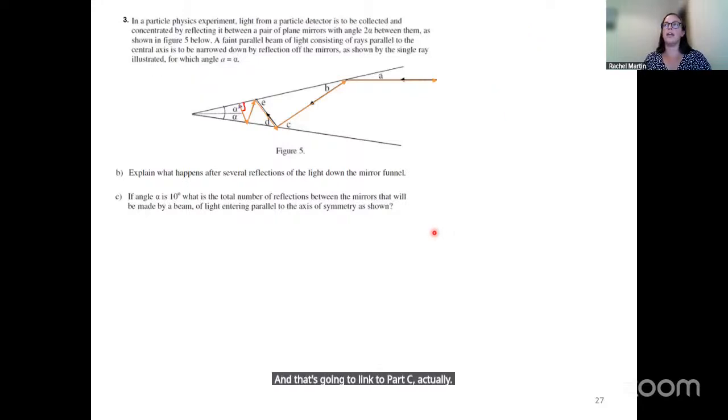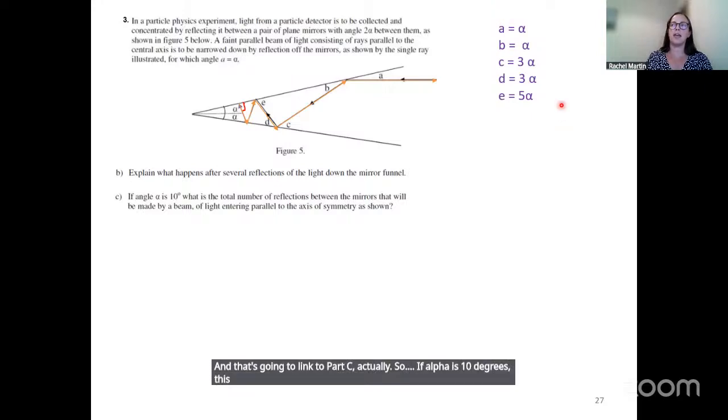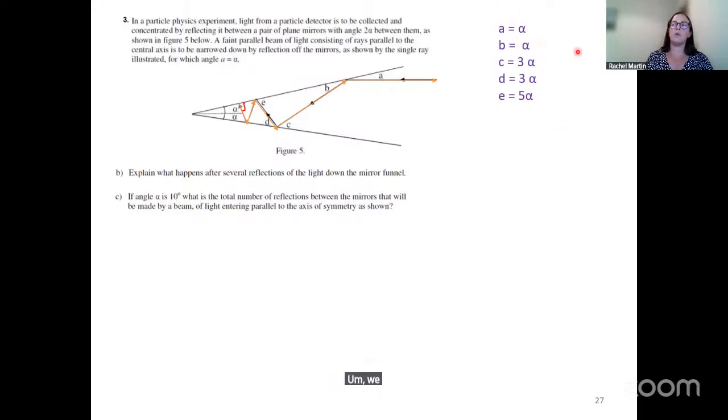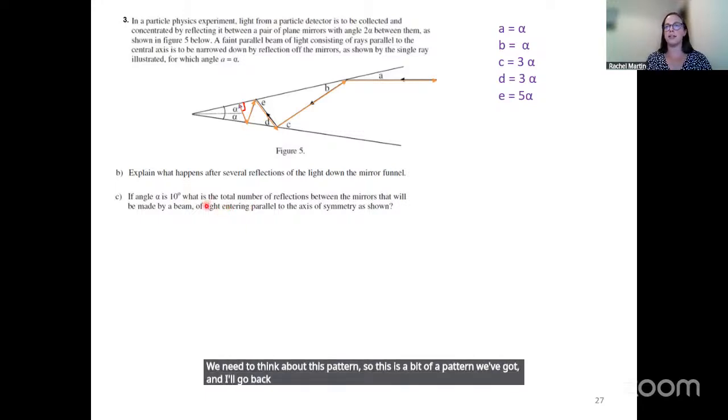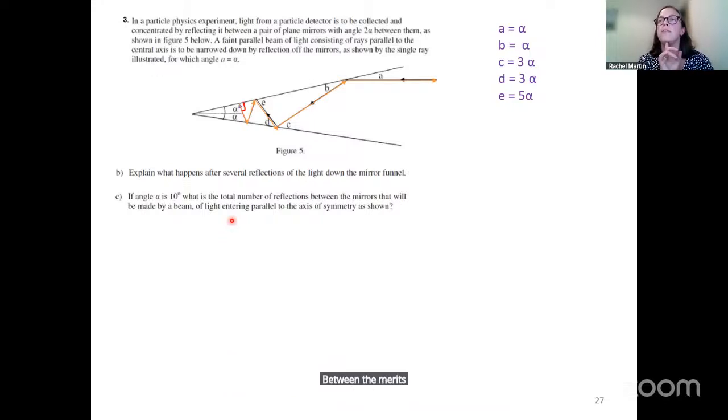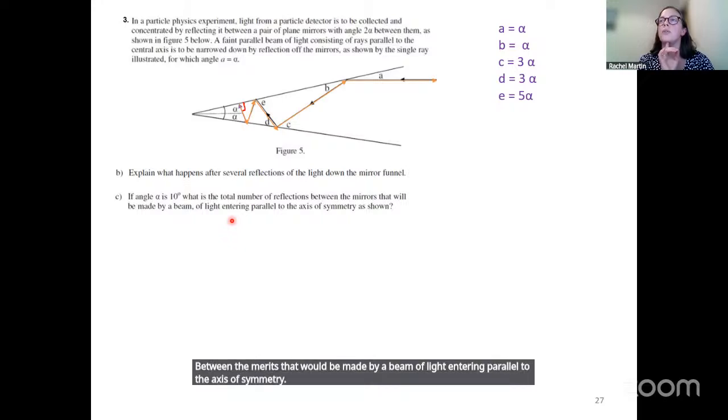So if alpha is 10 degrees, this now links back to part A. And we've got all these values for A, B, C, D, and E in terms of alpha. We need to think about this pattern. So this is a bit of a pattern we've got, and I'll go back to the Q&A in a second and try and type some more answers. What is the total number of reflections between the mirrors that would be made by a beam of light entering parallel to the axis of symmetry as shown?